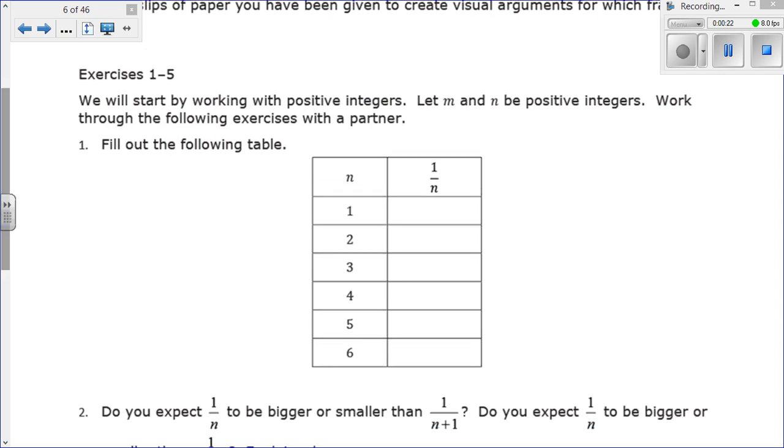We will start by working with positive integers. Let m and n be positive integers. Work through the following exercises with a partner. Well, I'm your partner. Fill out the table.